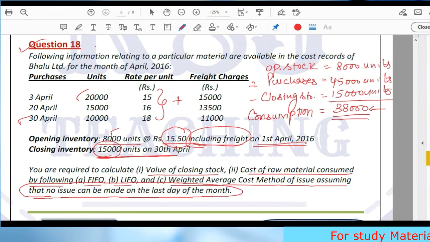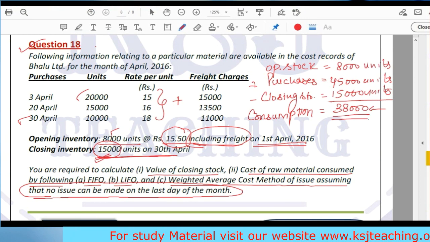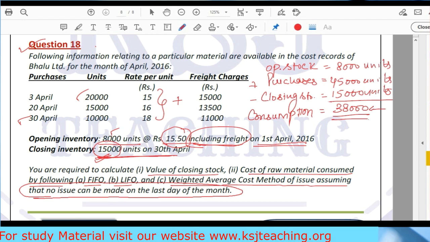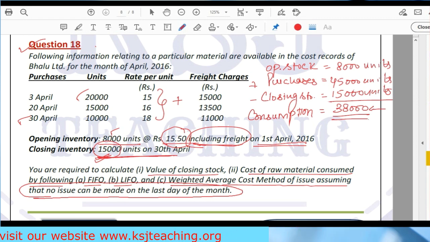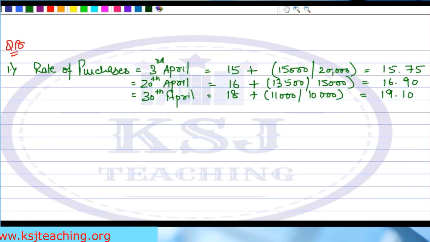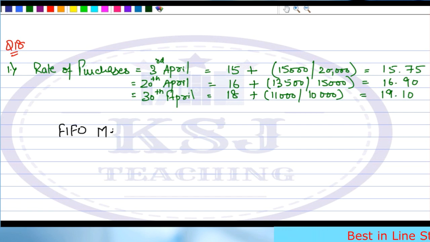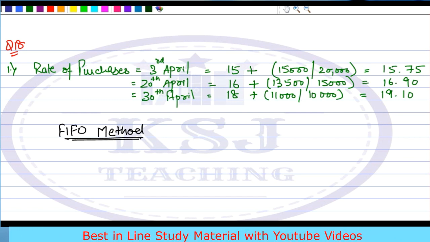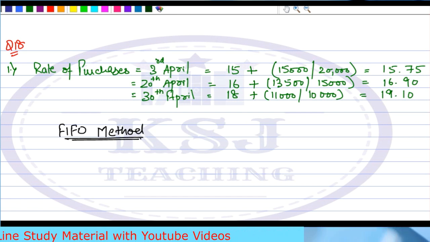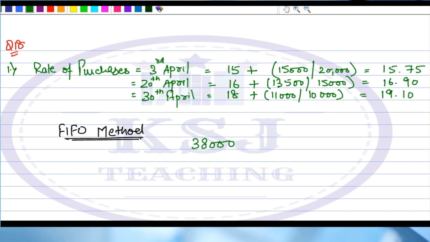Now we have to find out the closing value of these 15,000 units on 30th of April using the various methods, that is the FIFO, LIFO and the weighted average method. First we will do it by FIFO method, sir. Okay, sir. So first we will do it by FIFO method. Right, sir. How many units have been issued? Sir, 38,000 units have been issued.